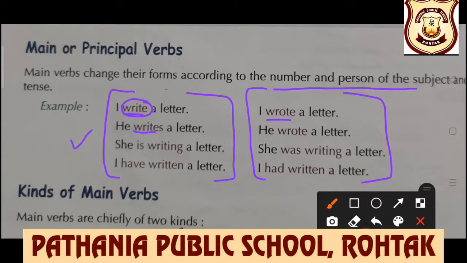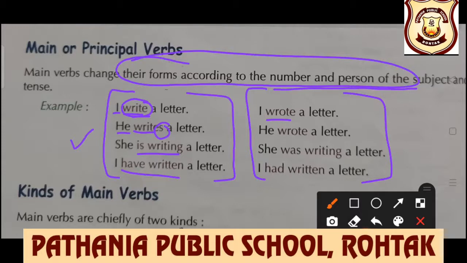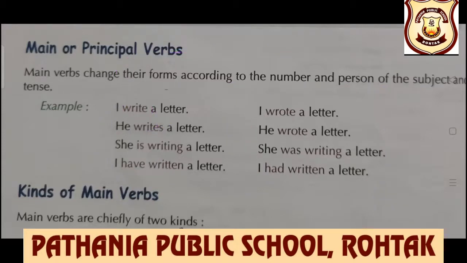Here in present tense, if first person is there, then only write is used. If third person he is there, then writes is used. If we are talking about present progressive, then she is writing. If we are talking about present perfect tense, then have written. A single verb form is used in a different way. So that's why it is written that they change their form according to the number and person of the subject and tense.